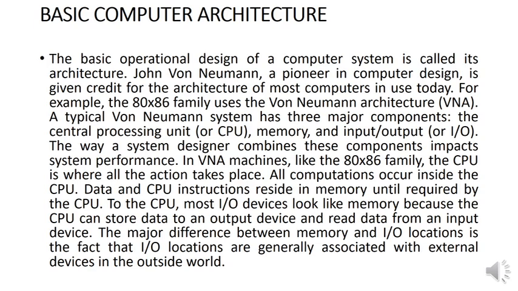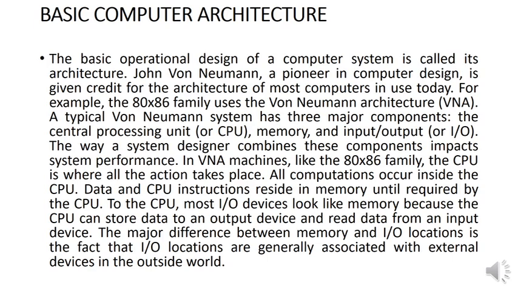A typical von Neumann system has three major components: the central processing unit, the memory, and the input and output, or I/O. The way a system designer combines these components impacts system performance. That is, if you are designing or programming a system from the beginning, the way you make use of these three components of the von Neumann architecture determines the functionality of such a system.